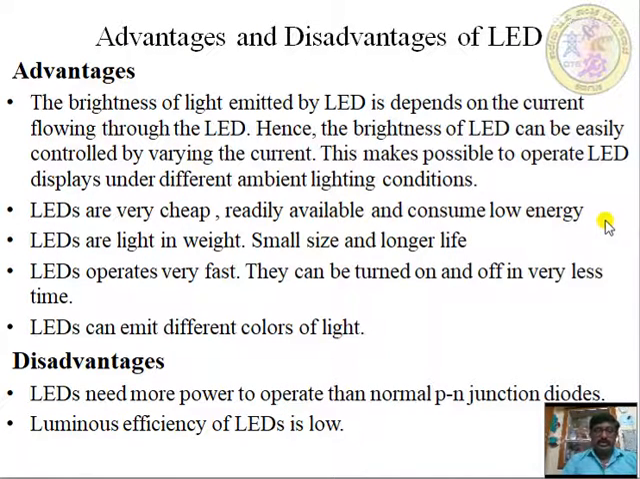Next, some of the advantages. The brightness of the light emitted by an LED depends on the current flowing through it. Hence, the brightness can be easily controlled by varying the current. This makes it possible to operate LED displays under different ambient lighting conditions. In general, ordinary bulbs operate only at a specified voltage, but with LEDs, if you increase the current flow, they grow brighter, and if it is reduced, they become dimmer. That is the main advantage of the LED.